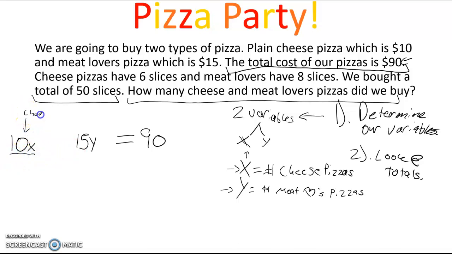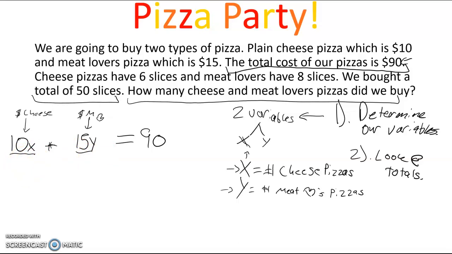This tells me that whatever I spent on cheese pizzas, let me say cheese money, and this is how much I spent on meat lovers. I'm just going to write a little meat. Combined, this equals $90. So to combine that, I just add them, because this plus this all has to equal $90.